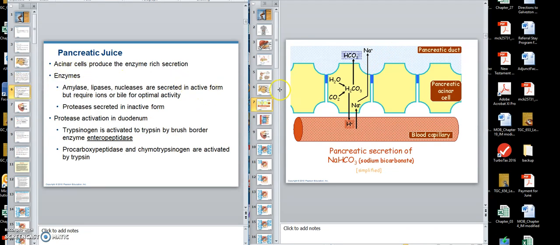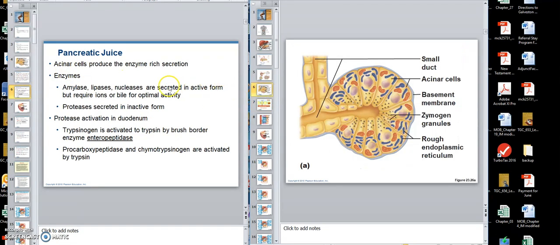So we go a little further. Pancreatic juice, acinar cells, let's go back here. Acinar cells produce enzyme-rich secretion. Amylase breaks down carbs, lipase lipids, nuclease DNA, RNA are secreted in an active form but require ions of bile for optimal activity. Protease is secreted in inactive form. So these are secreted inactive because, see, proteases would break down proteins, which is what you're made of. Okay. So the zymogen granules contain, let's say, the protease, which are inactive.